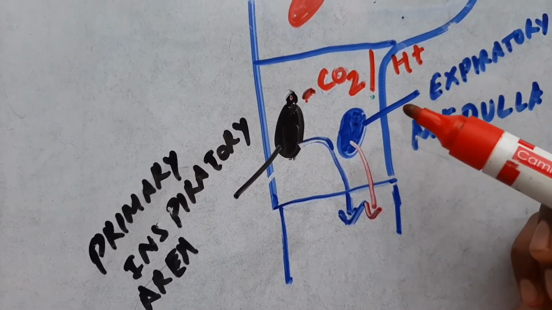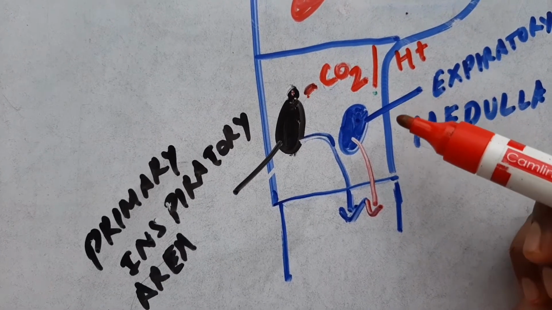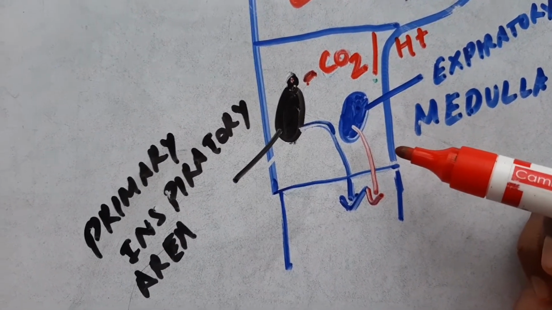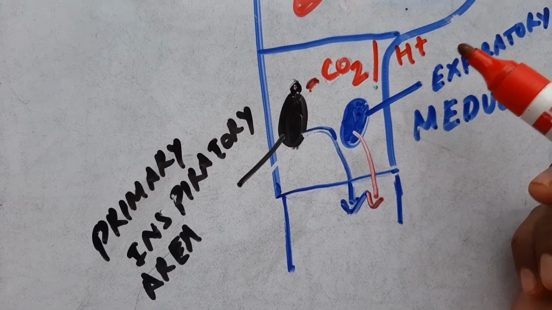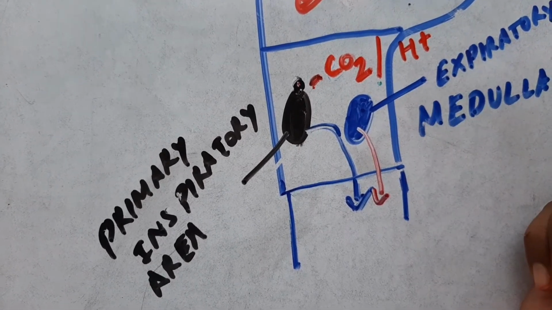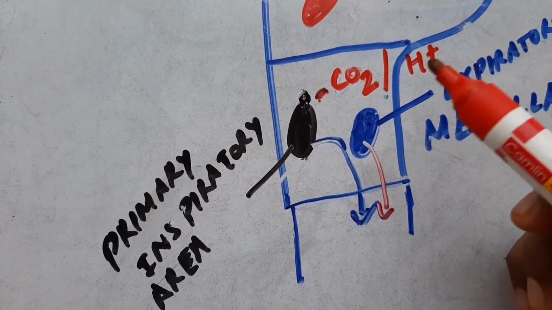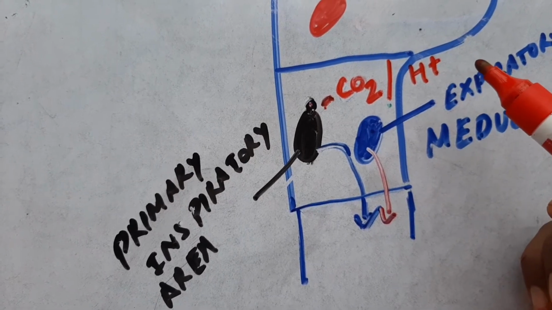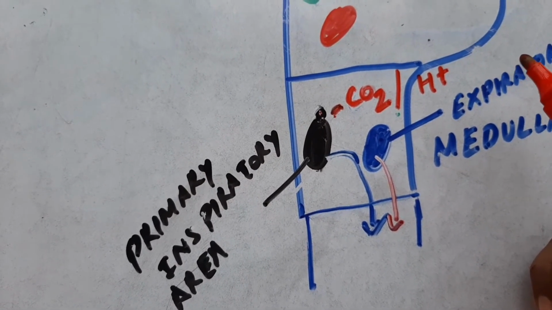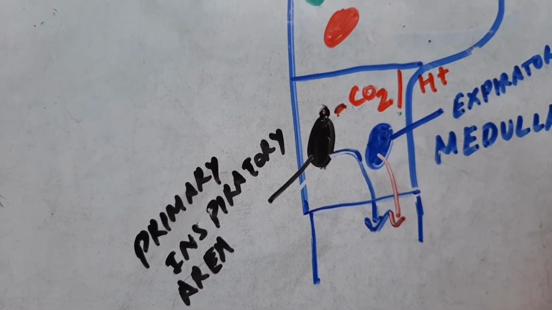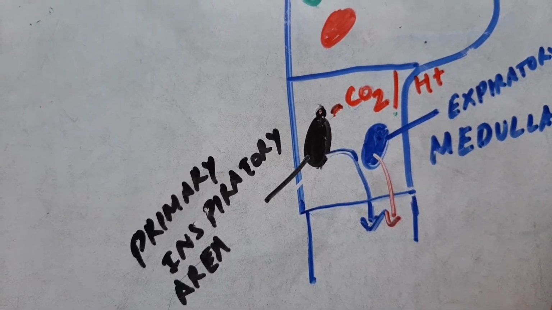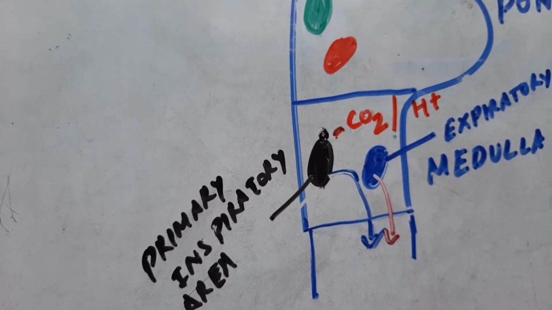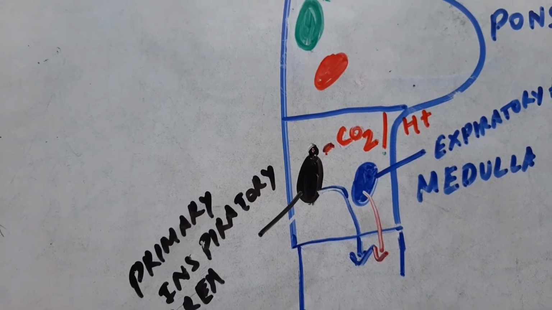So in this case, they send the signal to the respiratory center to make necessary changes in order to eliminate these substances. Now, before I told you that oxygen does not have a significant direct effect on the respiratory center of the brain to control the respiration. So this is about the centers.